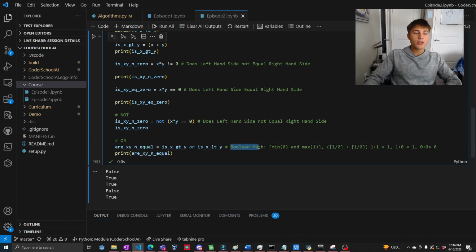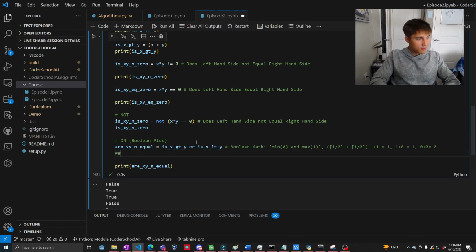But this is just Boolean math, right? Boolean math says something could be true or false, right? True or false. And if you have something that's true and you add it to something that's true, that's going to end up to be true as well. That's kind of what our or expression is doing here, right? I like to think of or as like Boolean plus. And then you could kind of assume, okay, well, what does and mean?